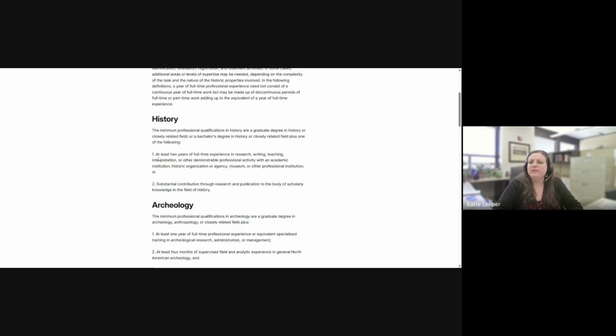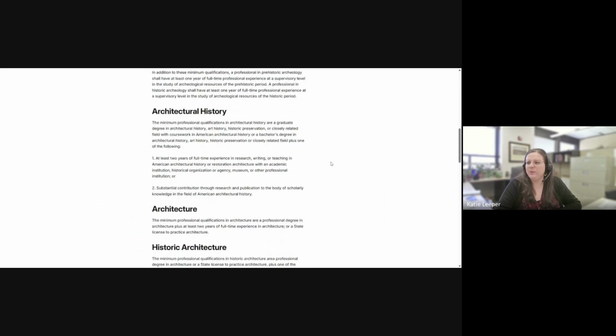tends to require a graduate degree, or a bachelor's degree plus some additional experience. So in history, 2 years of full-time experience in research, writing, teaching, interpretation, or other demonstrable professional activity with an academic institution, historical organization, or agency, museum, or other professional institution, or contributions to research and publication of scholarly knowledge in the field of history. Again, it changes a little bit for each.